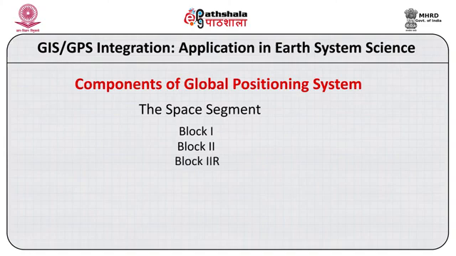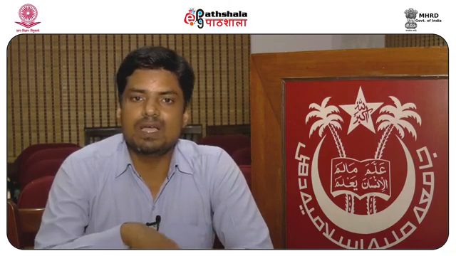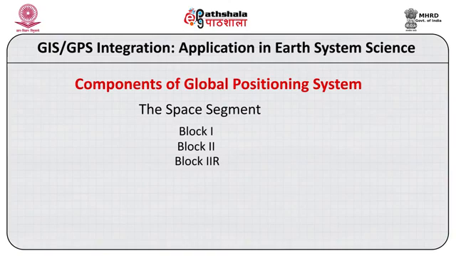Block 2R is the third block of satellites, also known as replacement satellites. When there is any malfunctioning in the Block 2 satellites, with the help of the Block 2R satellites, we are able to replace the Block 2 satellites.